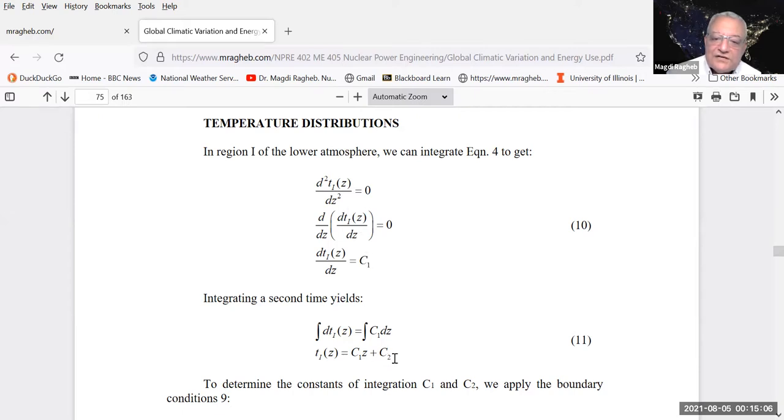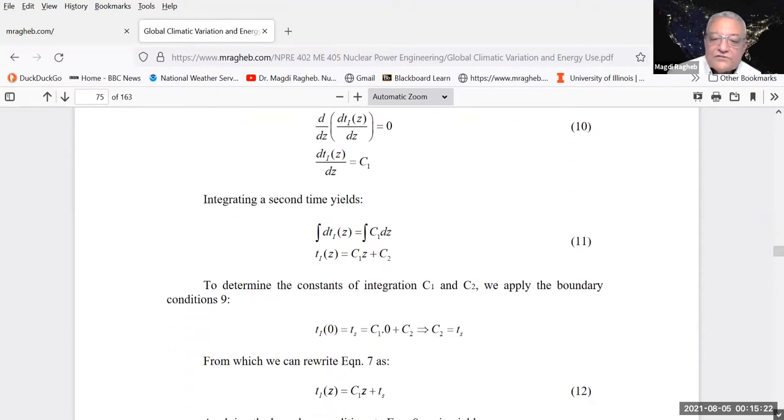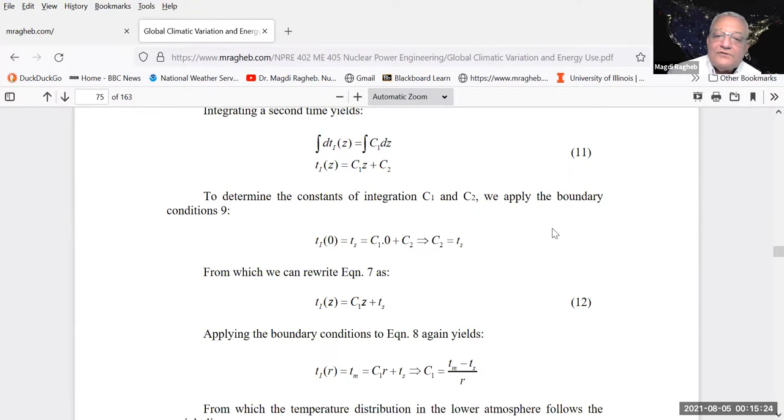Integrating a second time gives you a second constant of integration, C1 and C2. And you notice that the temperature from the Earth to the troposphere follows a straight line. This is a line that has two constants as a function of height above the Earth's surface. If we apply the boundary conditions, we can determine C1 and C2. So at the Earth's surface, where the height Z is zero, you'll find that T is equal to TS, which gives you the temperature at the surface.